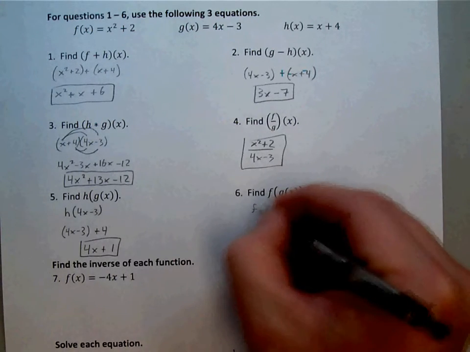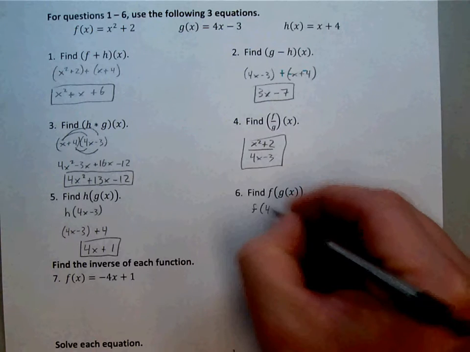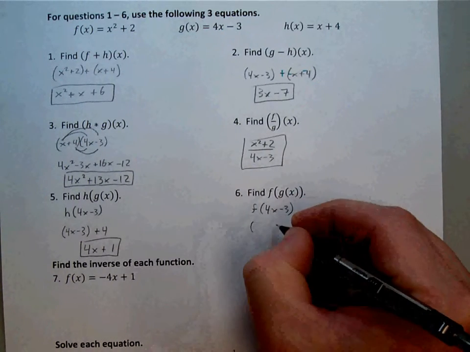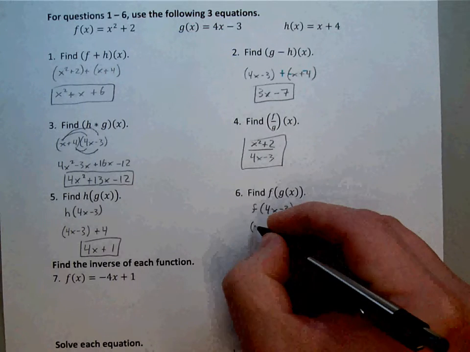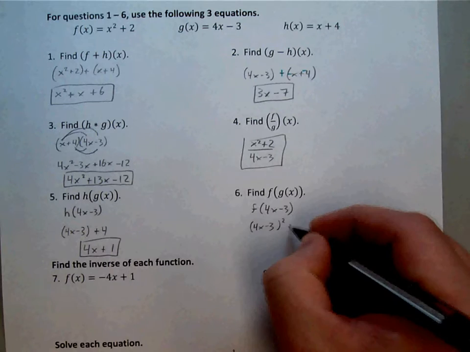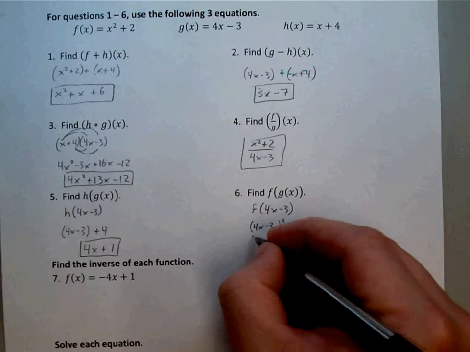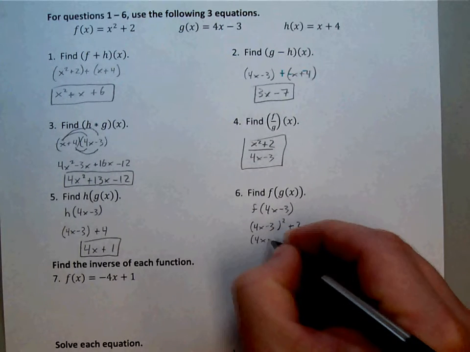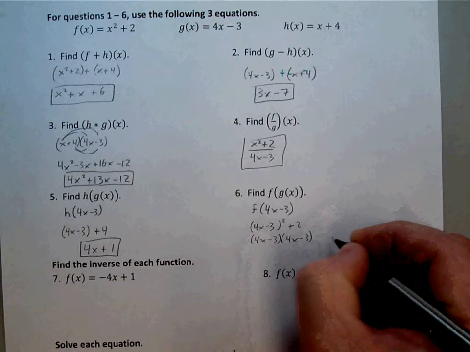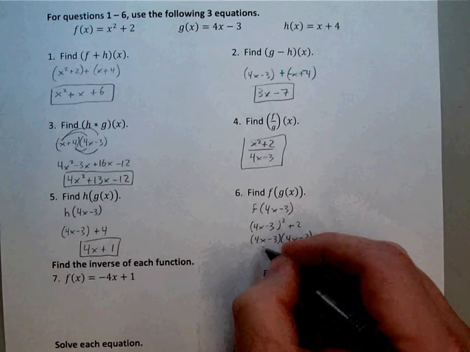The next one, we'll start on the inside, the g of x, 4x minus 3. I plug it into the f. So the f says to take the x and square, but I replace x with 4x minus 3. I have to square it, and then I'll add 2. To square 4x minus 3, you have to take 4x minus 3 times itself, times 4x minus 3, and then add 2. So that's a FOIL problem.